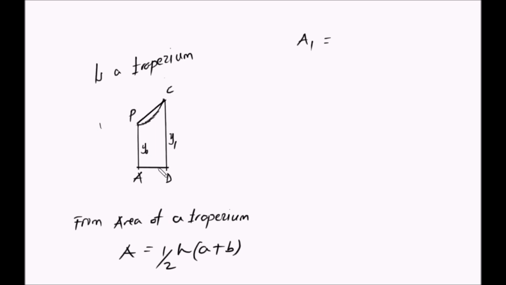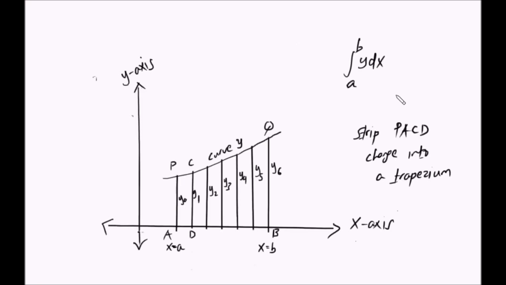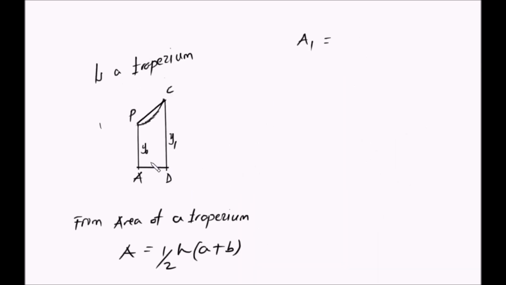So sasa hizi strip, by the way, hizi strip ni za equal width. So tufanye width ya kila strip hapa inaitwa h. So I mean manake hii strip ya kwanza ni h. So area of hii strip ya kwanza sasa itakuwa ni 1/2 times h (y0 plus y1). Eti area ya strip ya kwanza. Kumbuka strip nimezigeuza into a trapezium. Area ya trapezium ya kwanza itakuwa ni hii.